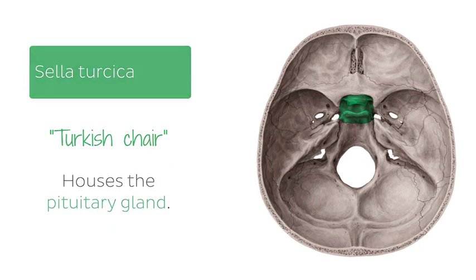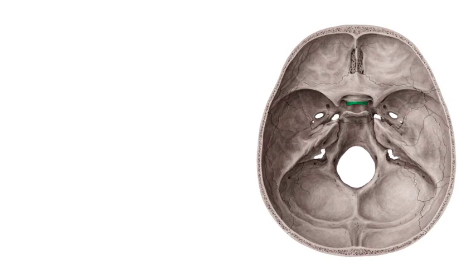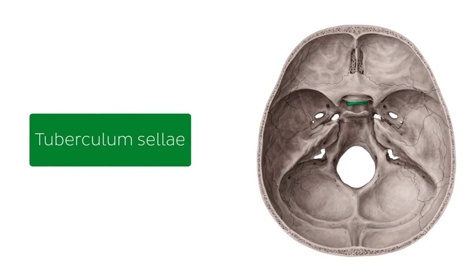We're moving on to another highlight, another structure that I briefly mentioned when we talked about the body of the sphenoid. This is the tuberculum sellae. This is an elevation on the sphenoid bone in the area where the sella turcica is found.